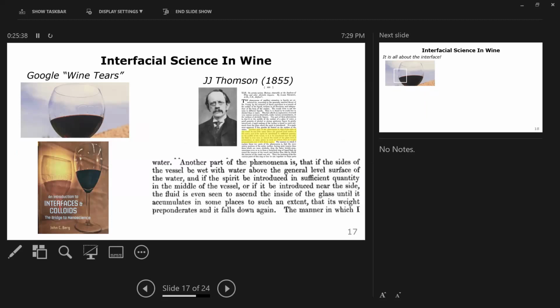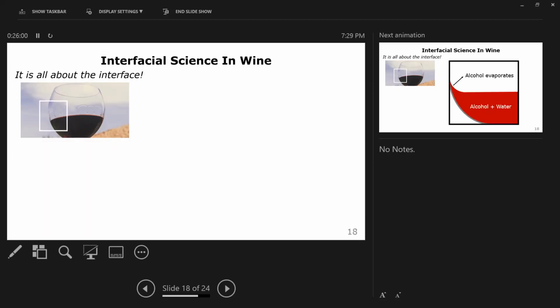This actually was first observed by J.J. Thomson, like the J.J. Thomson that you learn about in undergrad physics or chemistry, in 1855. He has a very long-winded explanation here, or at least description of the observation, that I won't go through. I don't know if he totally understood what was happening at the time, but in any case, we know now.